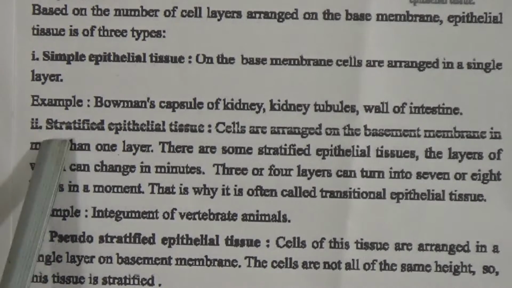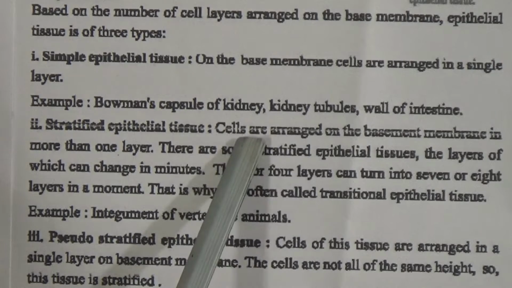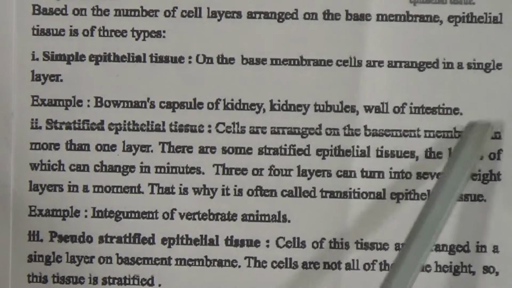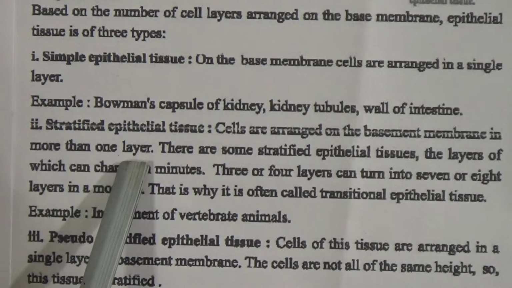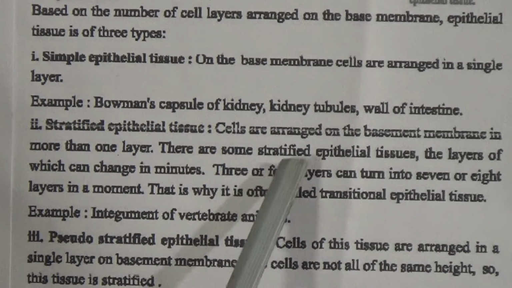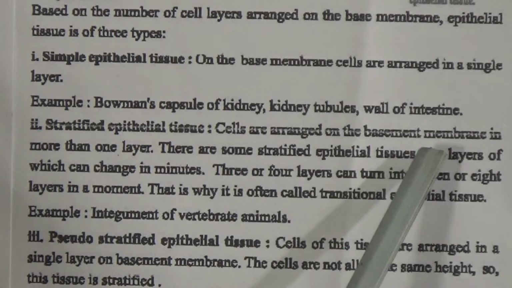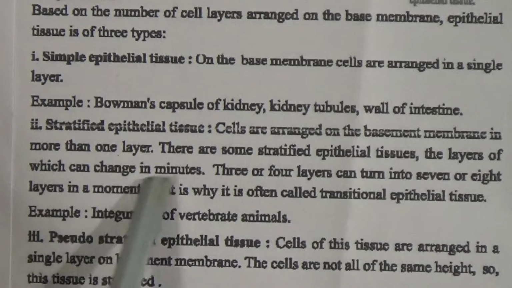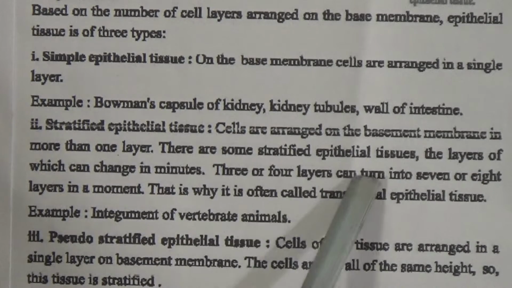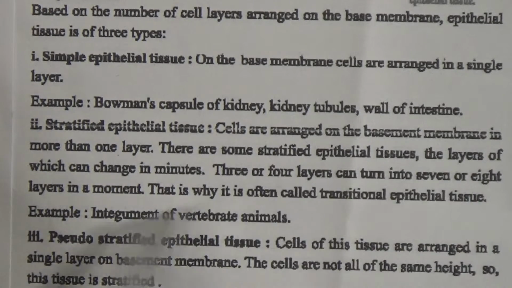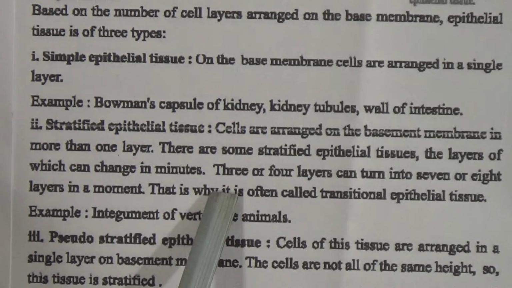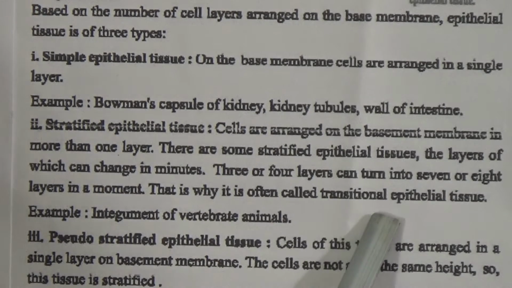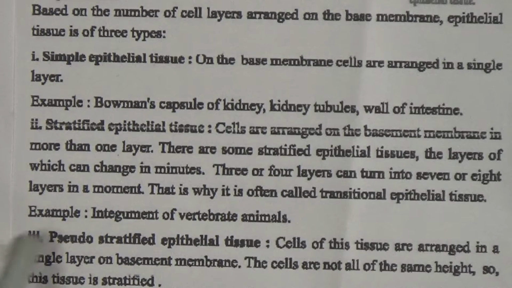Number 2, stratified epithelial tissue. Cells are arranged on the basement membrane in more than one layer. There are some stratified epithelial tissues, the layers of which can change in minutes. 3 or 4 layers can turn into 7 or 8 layers in a moment. That is why it is often called transitional epithelial tissue. Example, integument of vertebrate animals.